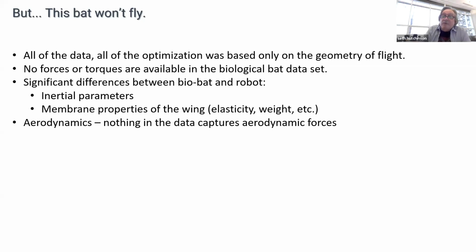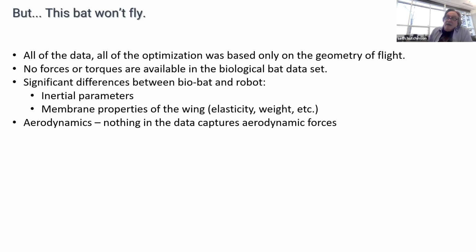There are really significant differences in the dynamic properties of the robot that we built and the biological animal, right? The inertial parameters are really different. Our robot bat is heaviest where the battery is, and biological bats don't have that problem. Biological bats are more or less uniform weight throughout their body. The membrane on the wing, we used a silicon membrane that was quite deformable and more deformable than the wing of the biological bat. And then there's nothing anywhere up to this moment in the talk explicitly about aerodynamics, right? So we didn't do anything to capture aerodynamic forces.